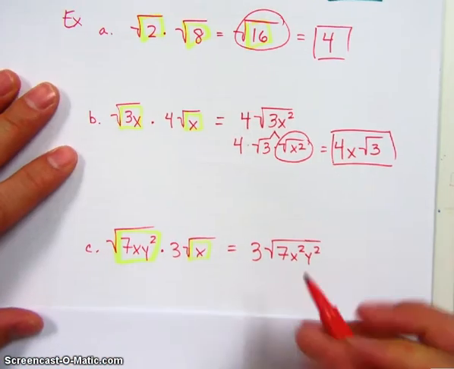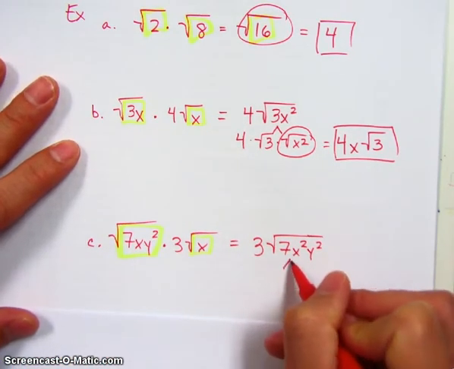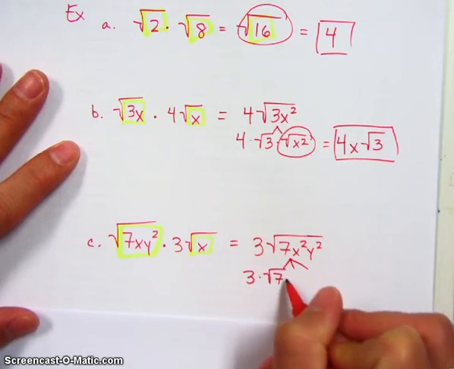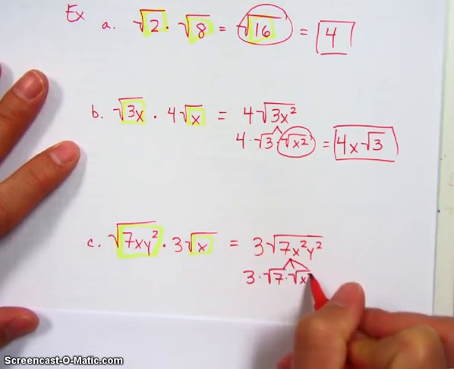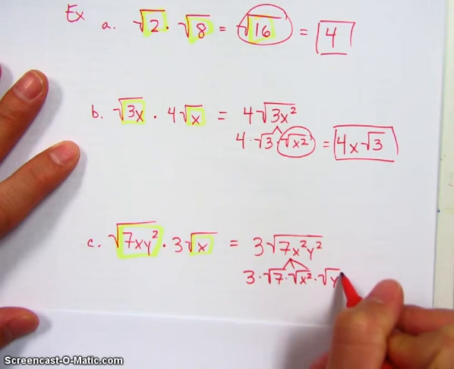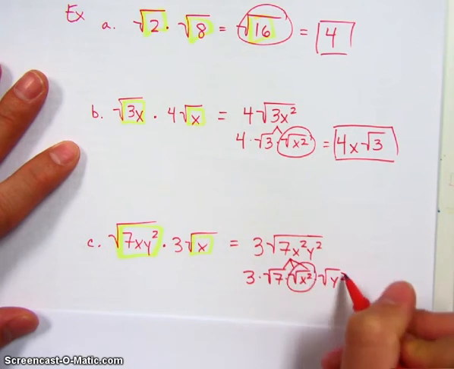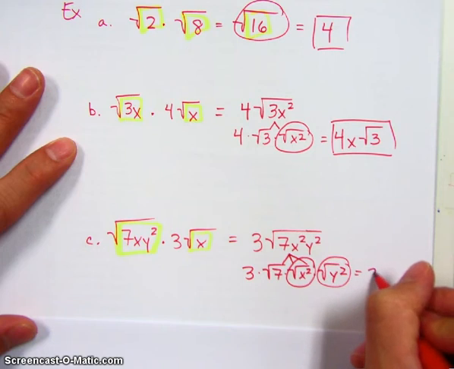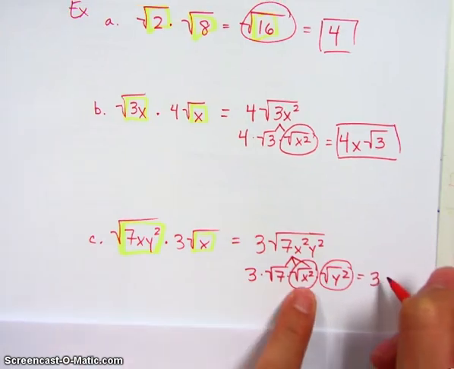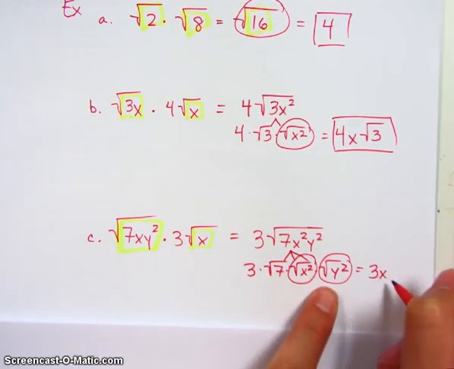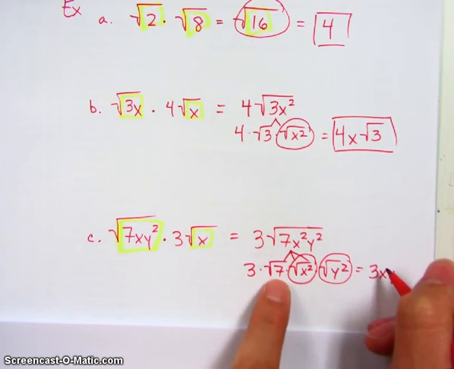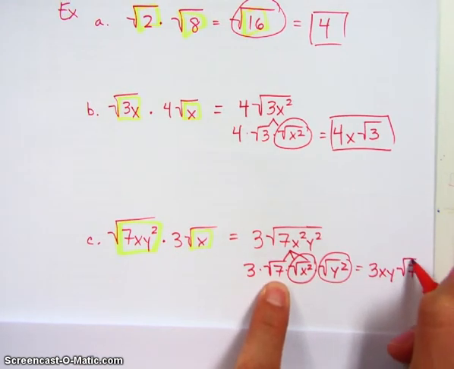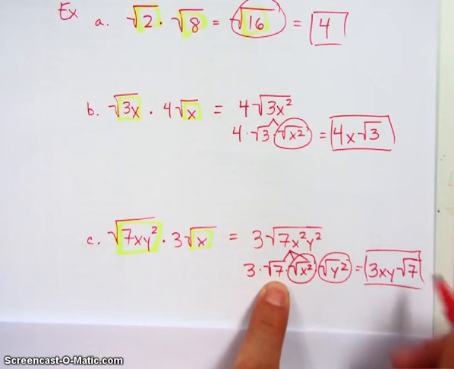At this point, I'm taking a look at it and saying, I'm going to break this up into 3 different ones. The 3 stays outside, but I get radical 7 times radical x squared times radical y squared. And here I see this is a perfect square, and so is this. So those two get simplified. I get 3, which was already outside. This one gets simplified to x. This one gets simplified to y. And this square root of 7, well, that's not a perfect square. It has to stay within the radical symbol. And so there's that one right there.